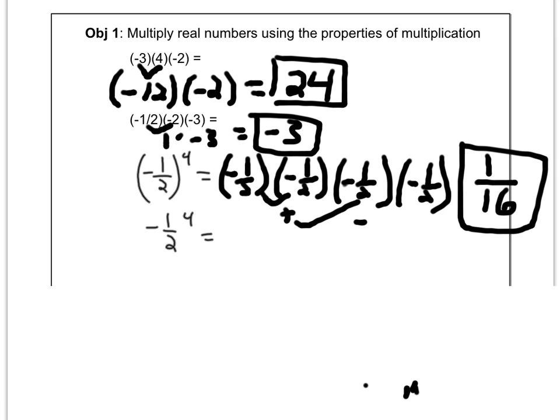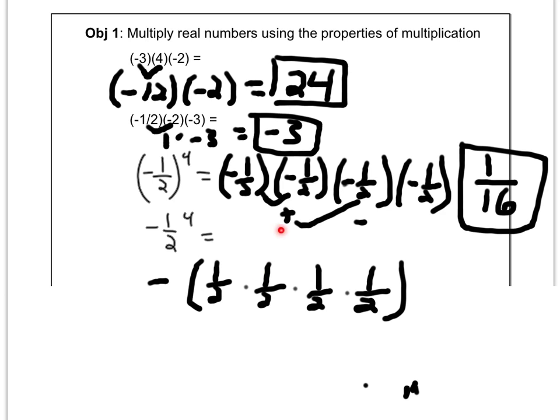Okay? And the last example. This one's a little trickier. Now, this is saying this is the opposite of 1/2 to the 4th power. This isn't negative 1/2 to the 4th power. This right here is negative 1/2 to the 4th power. This is the opposite of 1/2 to the 4th power. So I'm taking the opposite of 1/2 times 1/2 times 1/2 times 1/2.